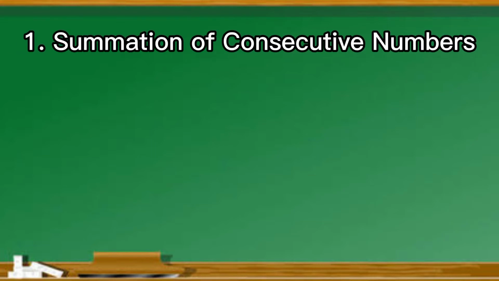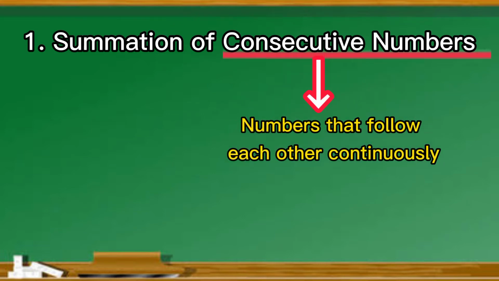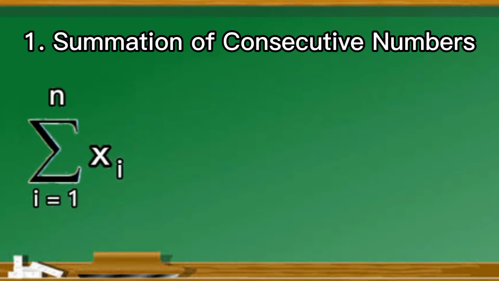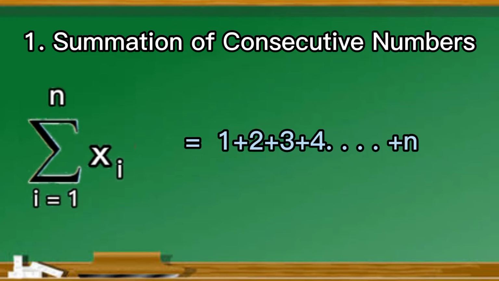Number 1, we have summation of consecutive numbers. When we say consecutive numbers, those are numbers na magkakasunod-sunod. Let's say 2, 3, 4, 5, 6, and so on up to n. That is consecutive. Now, let us consider this sigma notation. We have the sum of x that is from 1 to n. So, kung pahahabain natin itong sigma notation, it will become 1 plus 2 plus 3 plus 4 and so on up to plus n. That is equal to our sigma notation.